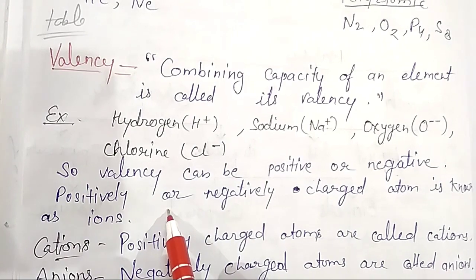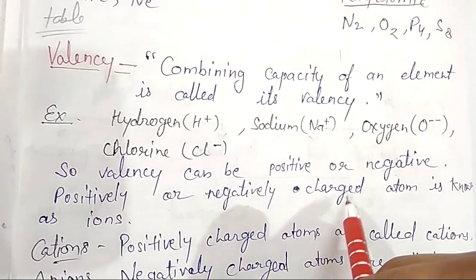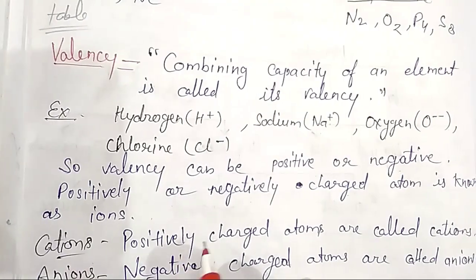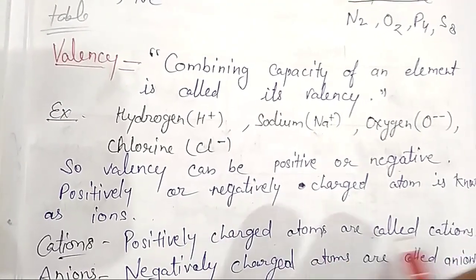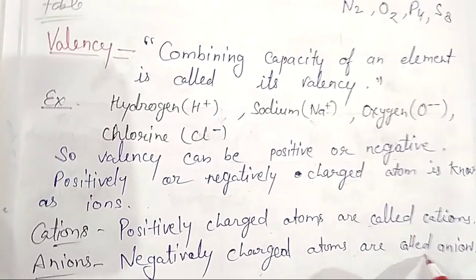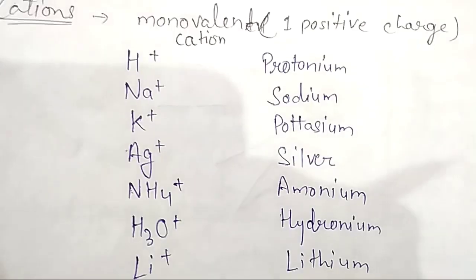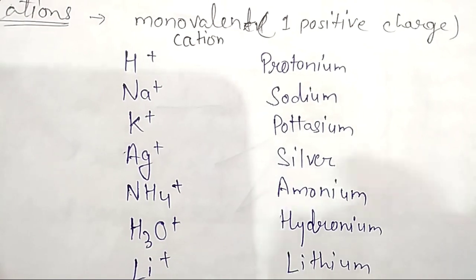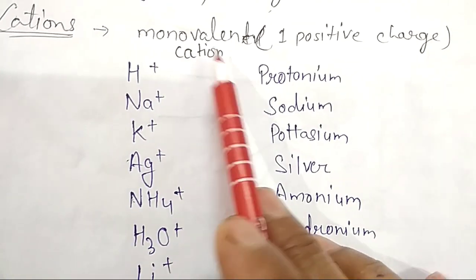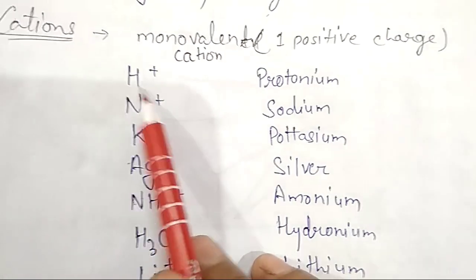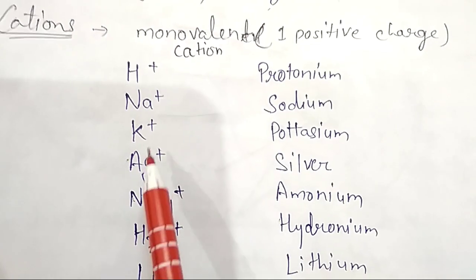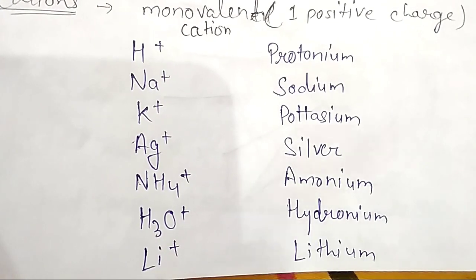Positively and negatively charged atoms are known as ions. Positively charged atoms are called cations, and negatively charged atoms are called anions. Here are some cations with 1 positive charge. They are also known as monovalent cations. H+1, known as protium, likewise Na, sodium, potassium. You can see here.